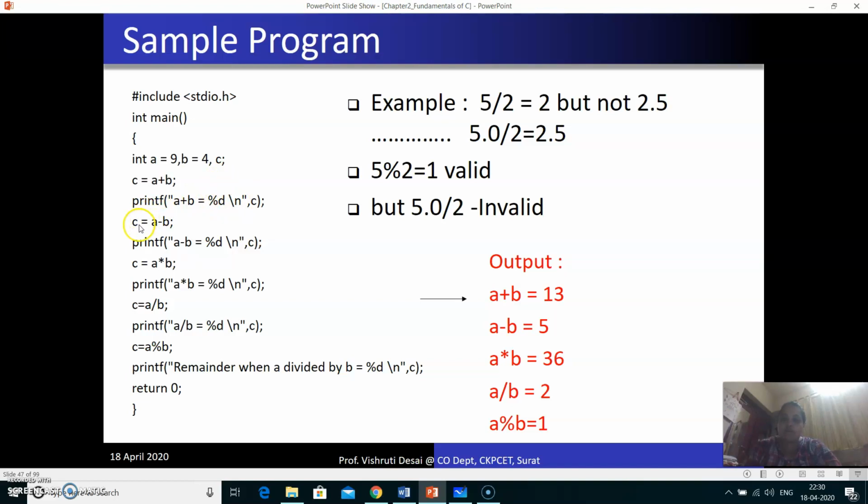In exactly the same way, I am performing the subtraction, that is c is equal to a minus b. c is equal to a multiplied by b. c is equal to a divided by b. And c is equal to a modulo b. Now we will see the output. If I am performing addition of 9 and 4, my answer will be 13. If I am performing subtraction of 9 and 4, I am getting 5. If I do the multiplication of these two, I am getting 36. But here you can see, if I am performing a divided by b, my answer is 2. And if I am performing the modulo operation, my result is 1.